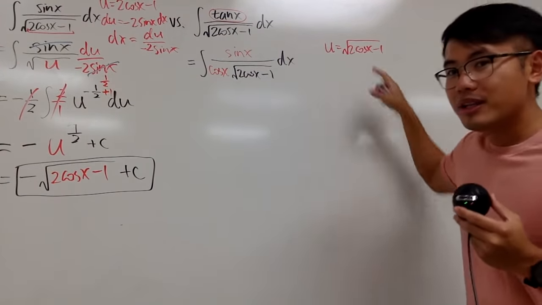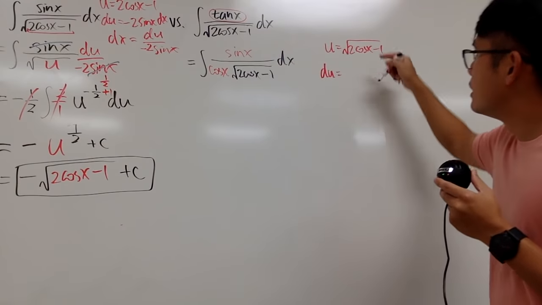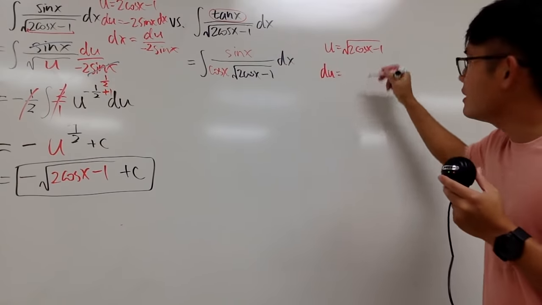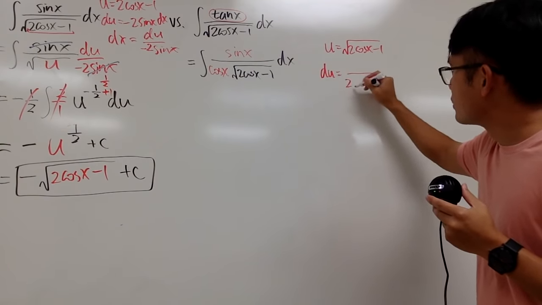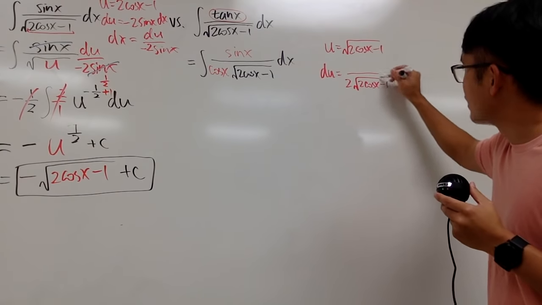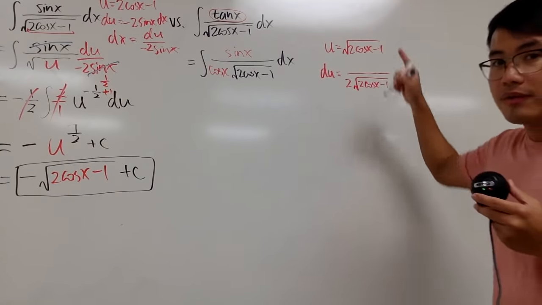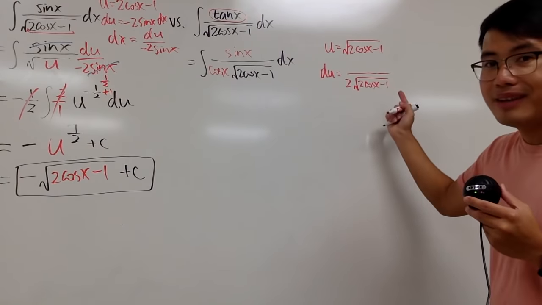Anyway, from here, we do our usual business. I will differentiate this, so we get du equals, the derivative of square root of something is first 1 over that, right? So I'll just put down 2 square root of 2 cosine x minus 1. Because remember, the derivative of square root is 1 over 2 times the square root of the inside, right?